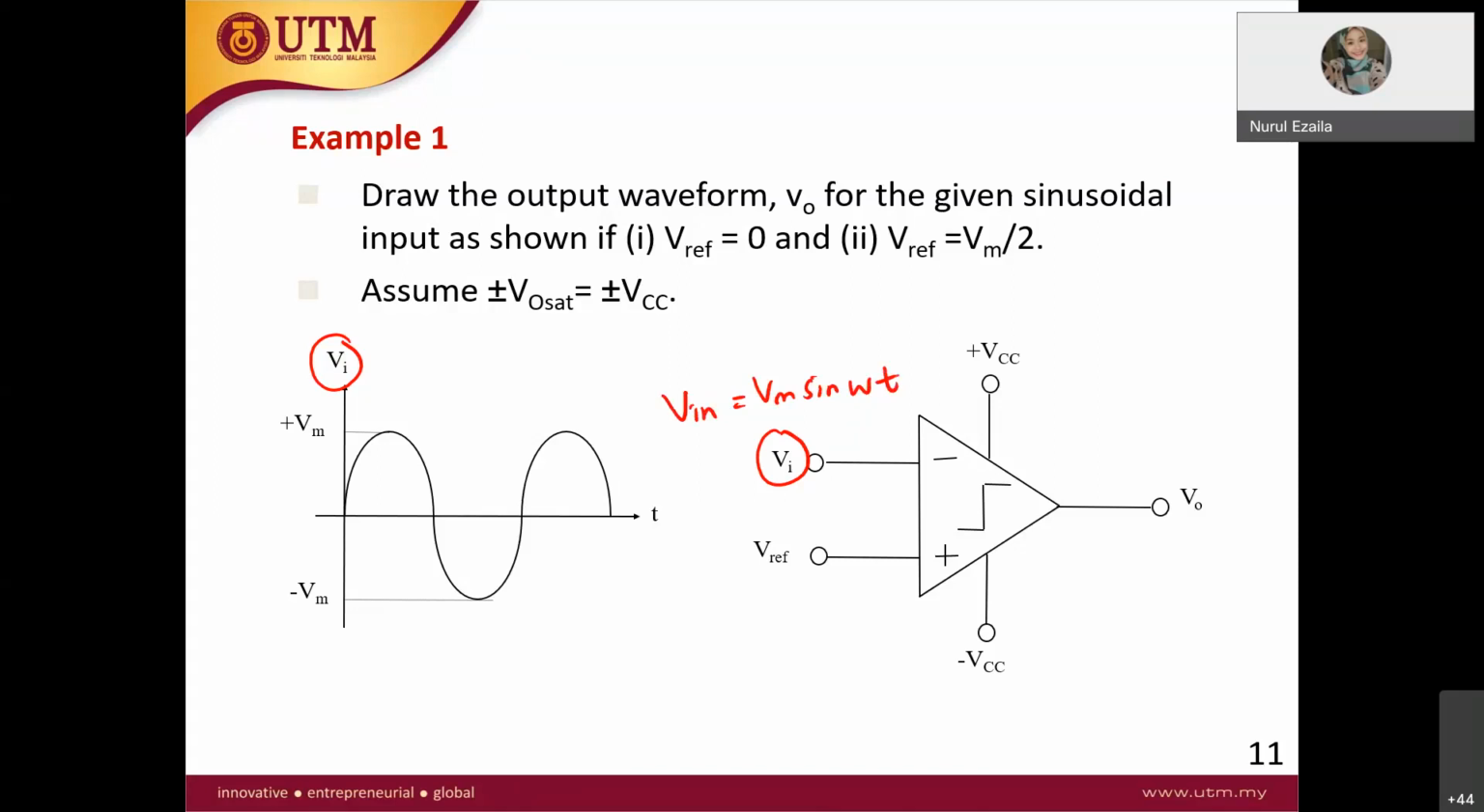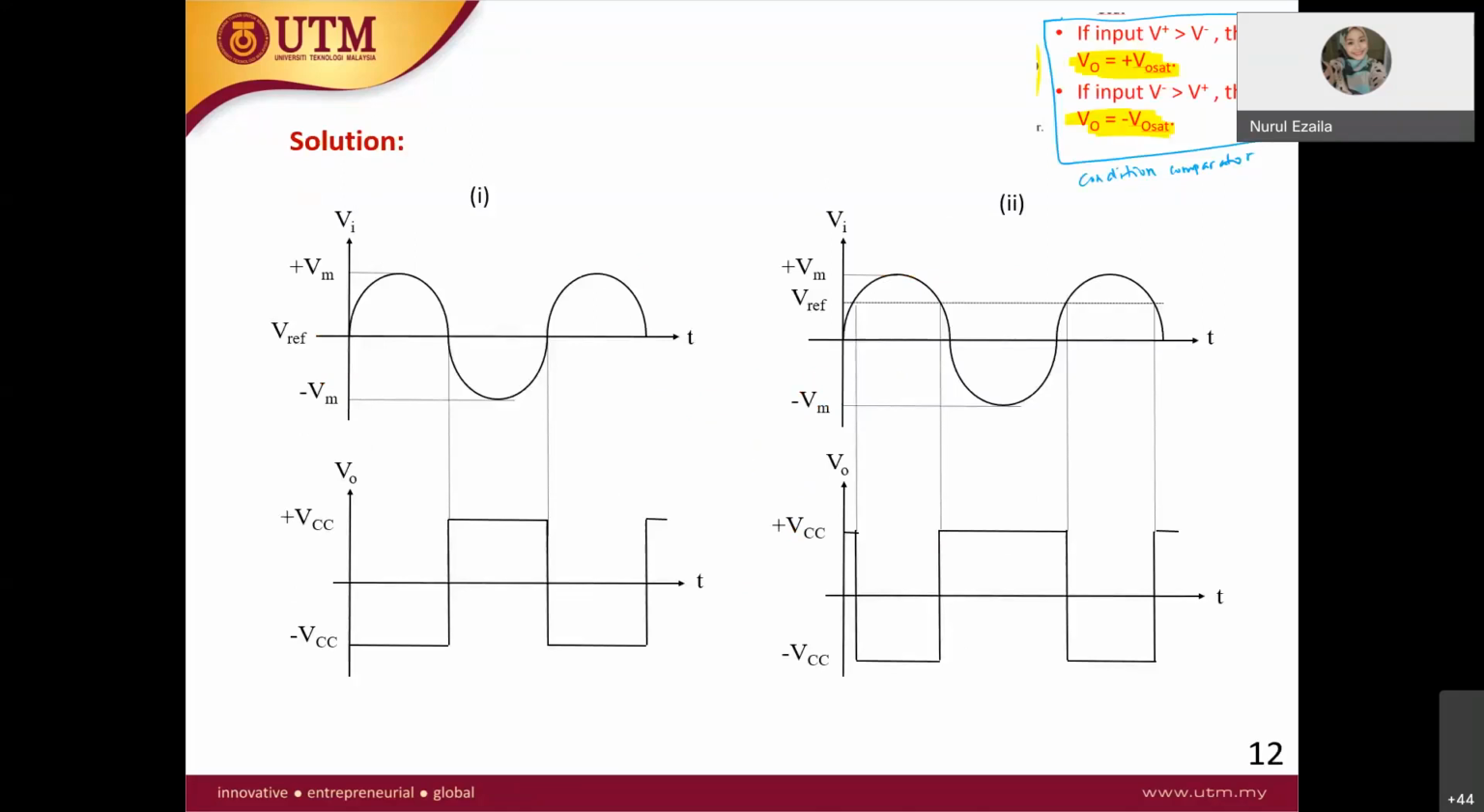So this is the V reference. This is V minus, and this is V plus. For V reference, you have two, one at 0 volt, the other at Vm over 2. So let's take a look at V reference equal to 0 volt, by using the same conditions over here, 1 and 2.